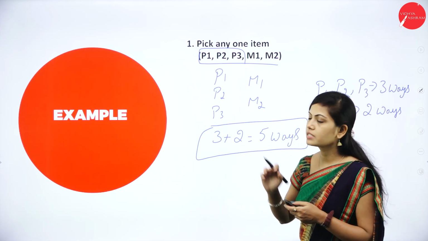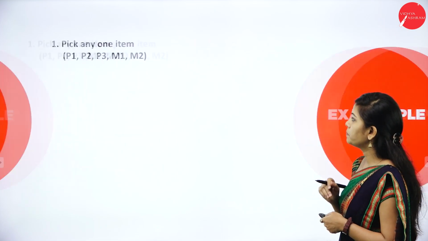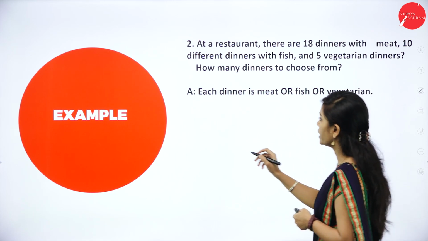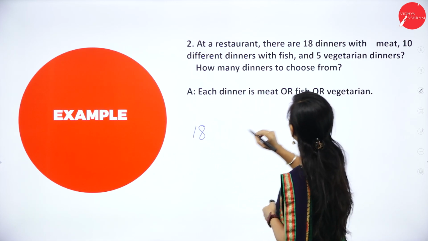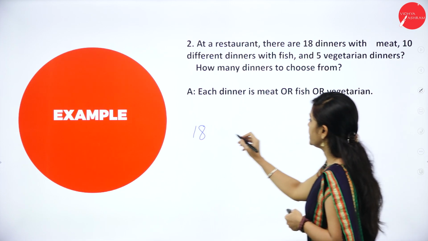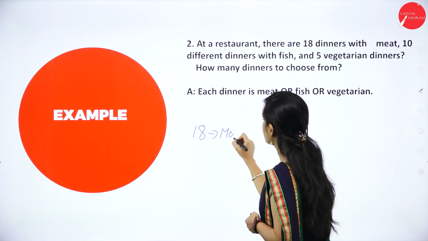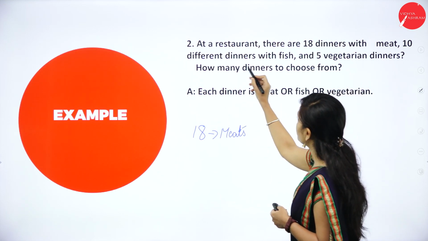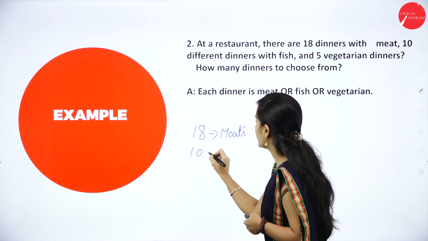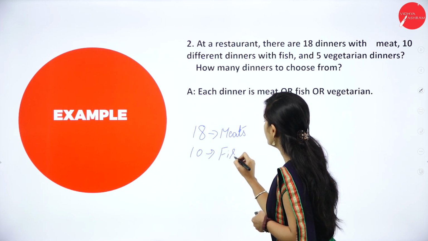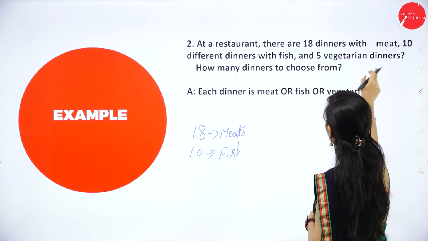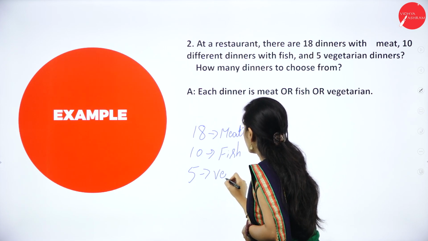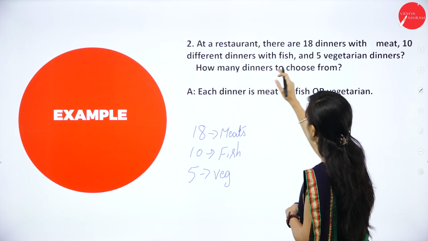So this is called the sum rule. And next example: at the restaurant, there are 18 dinners with meat, 10 different dinners with fish, and 5 vegetarian dinners. First write all the given values. How many dinners are there to choose from?